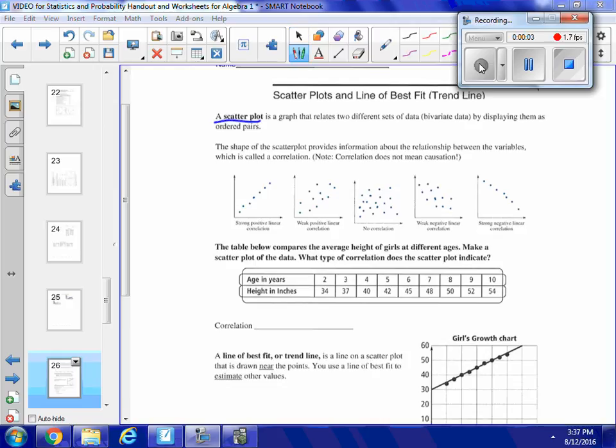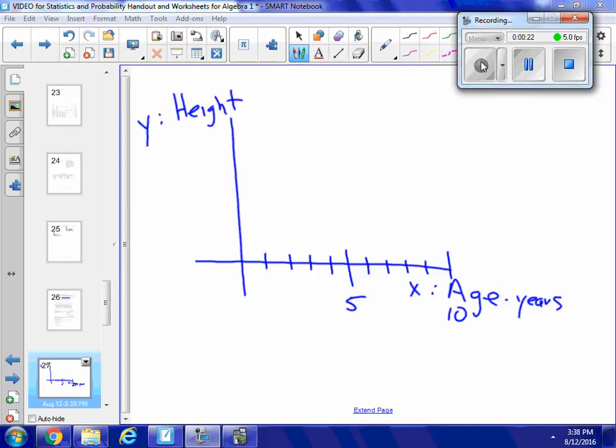Scatter plots relate two different sets of data, two variables, not just one. This is called bivariate data, meaning bi is two, right? And it's showing us the relationship between two different pieces of data. Let's try a really pretty clear example.